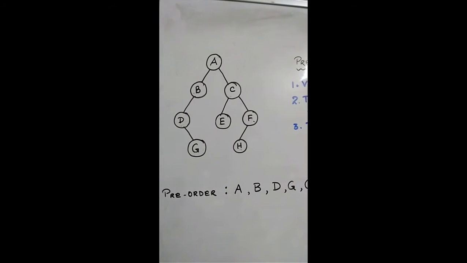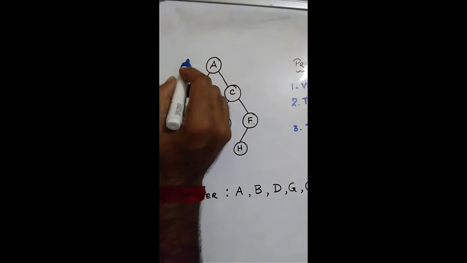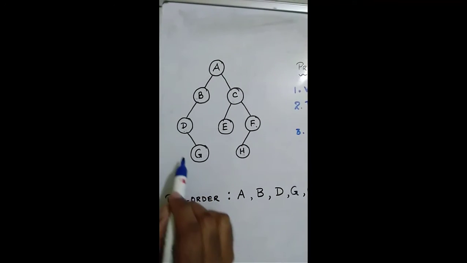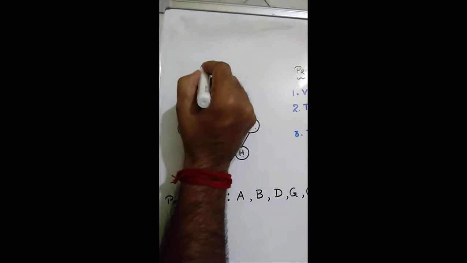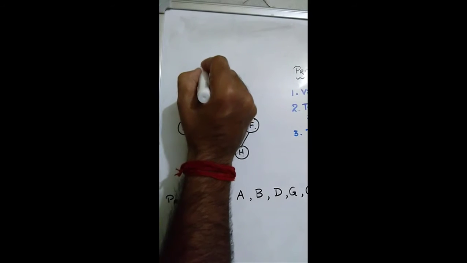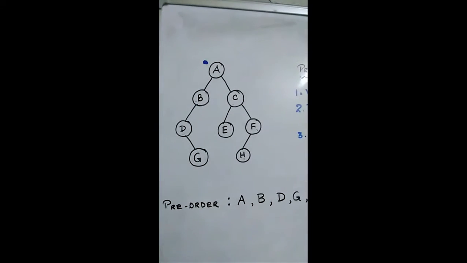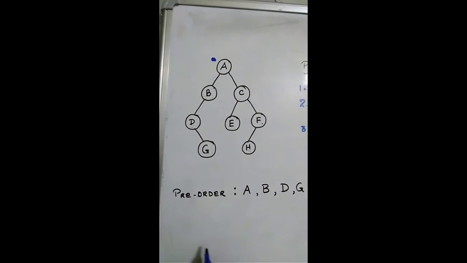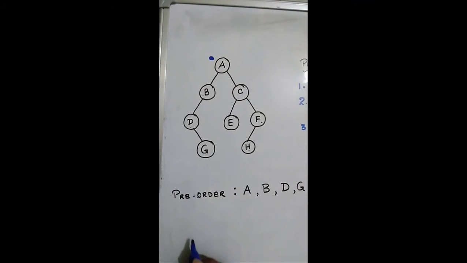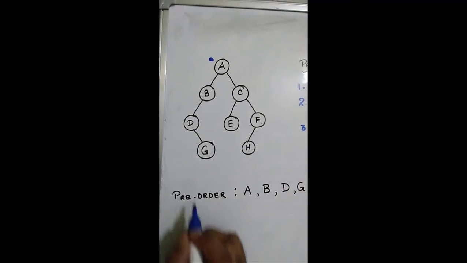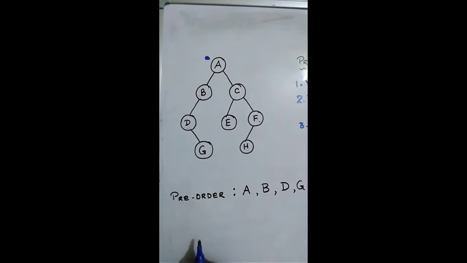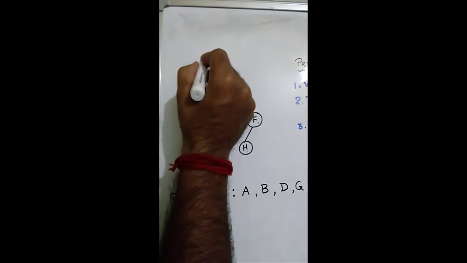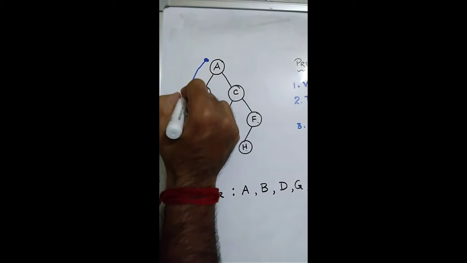Now there also exists a shortcut method. Since we have to traverse this binary tree in preorder traversal, obviously we will start from this point, node A. So we are starting from node A. Now we move anti-clockwise. So from A we move towards B.